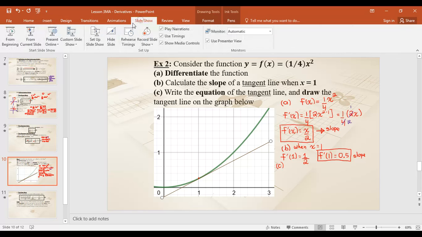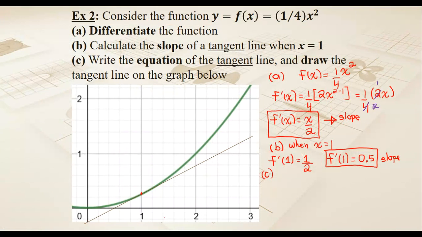So now let's go back. Okay, now I've got my tangent line on here. Now I want the equation of the tangent line. And when I say the equation of the tangent line, let's give it in the form y is equal to mx plus b. Now, the problem I have right now is I do know what the slope is, okay? So the slope is 0.5.